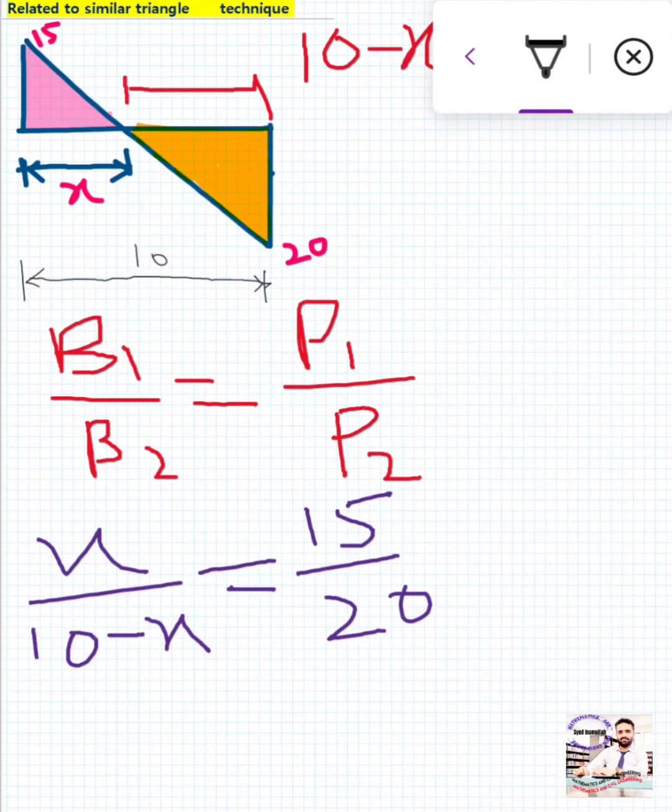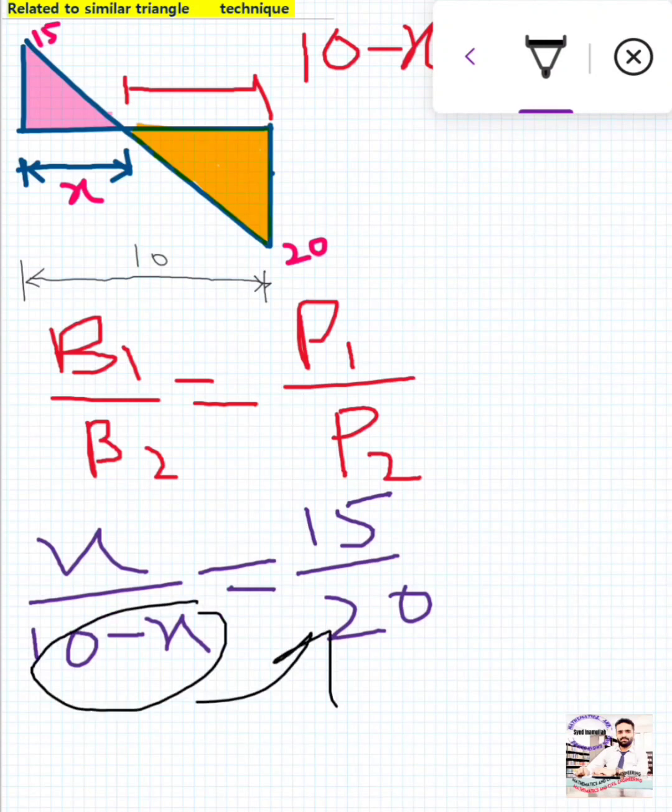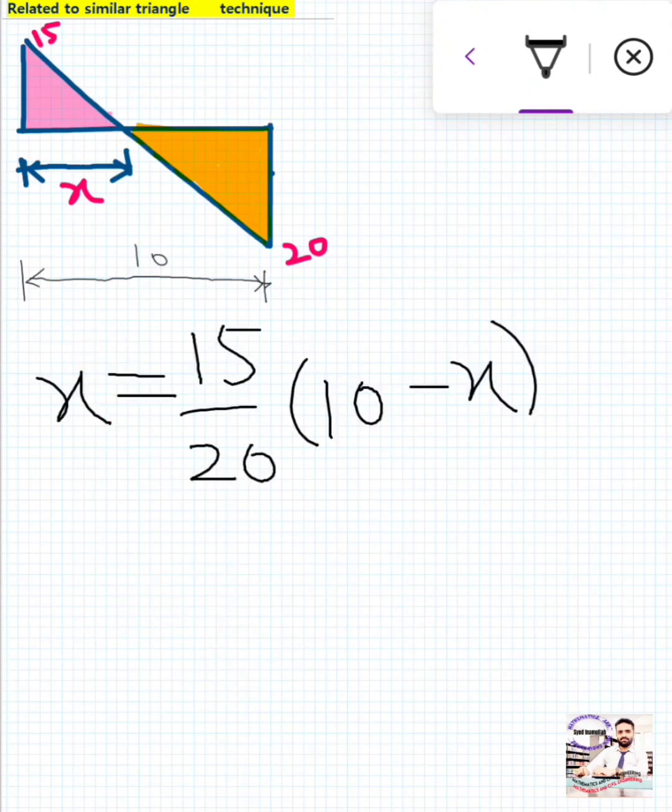To form an equation, I will shift 10 minus x to the other side. Here it is in the form of division, so when we shift 10 minus x to the other side, it becomes multiplication. So the new equation is x is equal to 15 divided by 20 into 10 minus x.